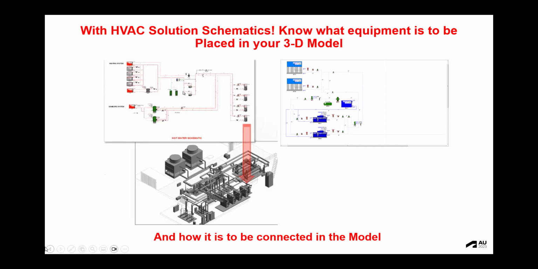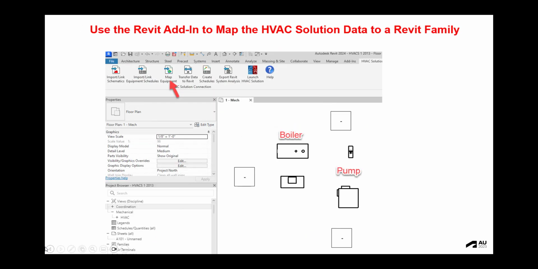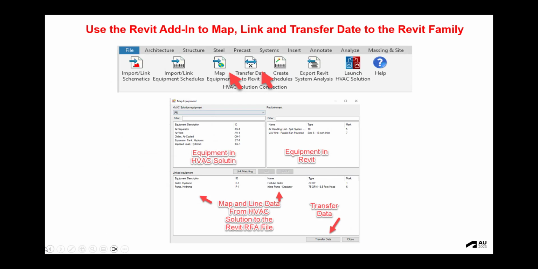So now that Revit person knows what components to put into Revit and how they're to be connected in Revit by looking at the system schematics. So when you place, you see on the screen I've placed a boiler and a pump in the Revit model. You do that with all your equipment, and then you're going to map the equipment.